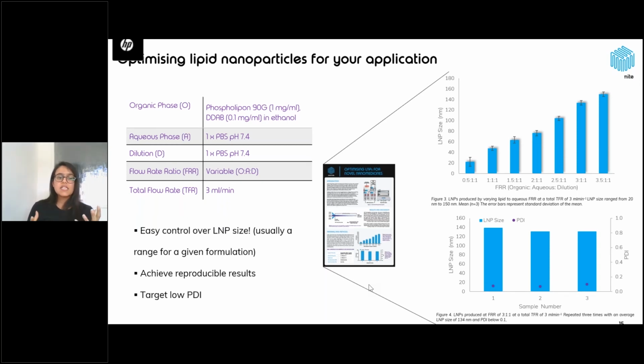So we can see that the system enables you to have very easy control over the flow rate ratio, which then controls your size and PDI. But on top of that, also achieve reproducible results.